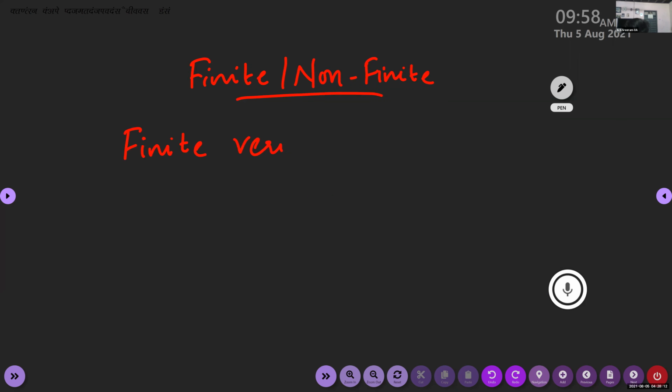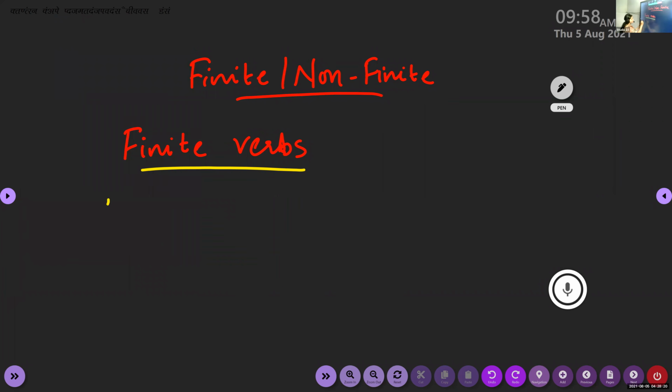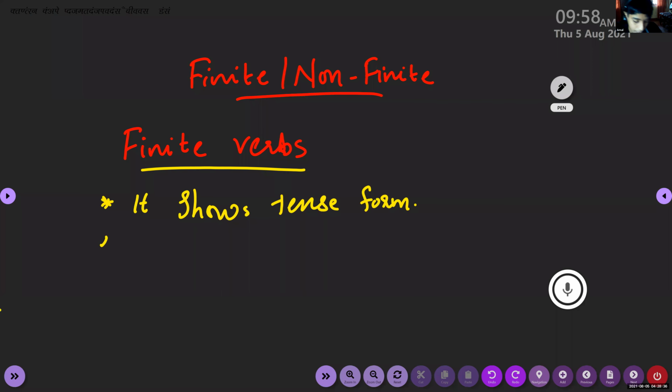Yes. They show tense form. What is it? They show tense form. Okay, it shows tense form. Then what is the next point? It's a form of verb. Form of verb. It is a form of verb. Okay, there are 12 tense forms. So that is what they said. It shows tense form, right? It is a form of a verb. It shows the tense form properly.